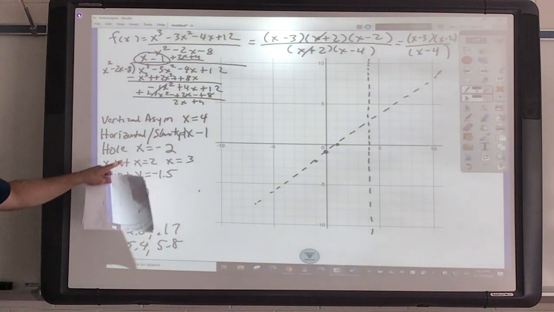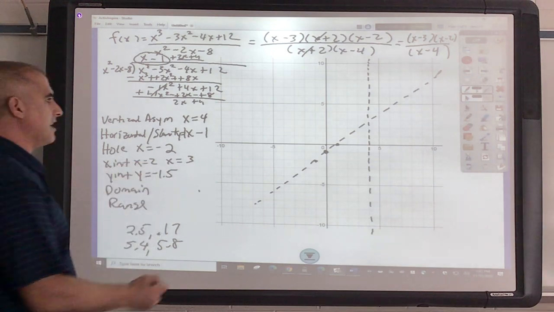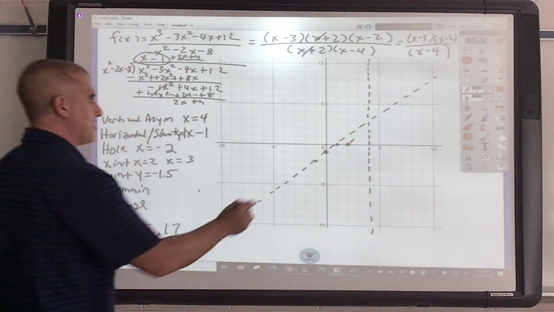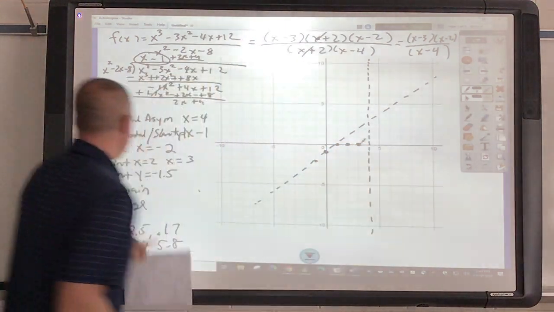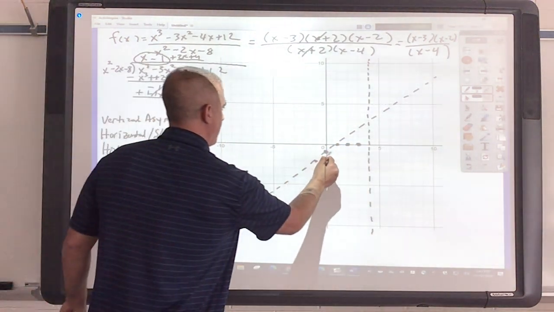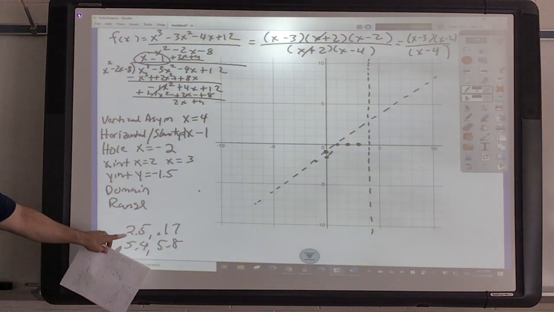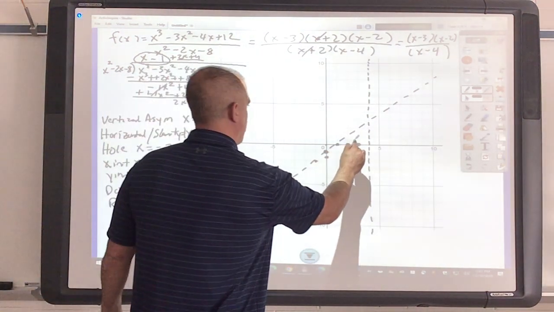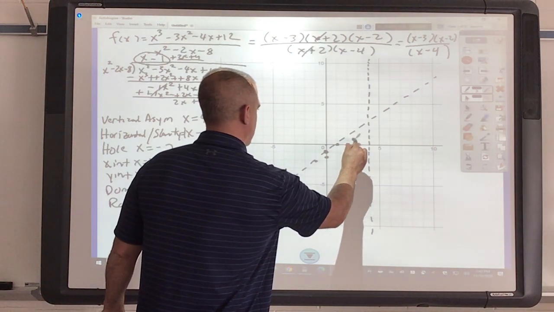I'll get to the hole in a second. An x-intercept at 2, an x-intercept at 3, a y-intercept at -1.5, and now here's where this comes back in play: 2.5 over, 0.17 up. So this is what it looks like.